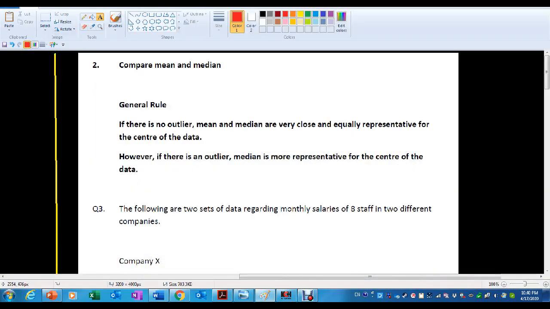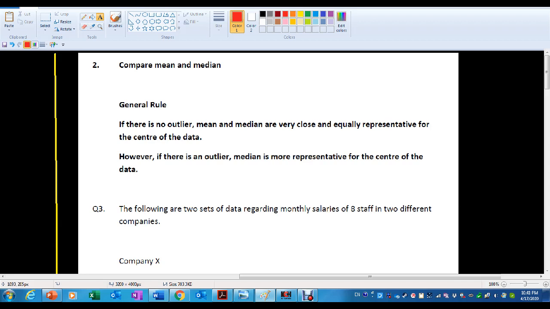Okay, let's continue now. Compare mean and median. When there's no outlier, the mean and median should be very close and equally representative of the center of the data. When we talk about the representative for the center of data, that means central tendency. We have 3 statistics for central tendency, namely mean, median and mode, but normally we don't use the mode. We use mean and median.